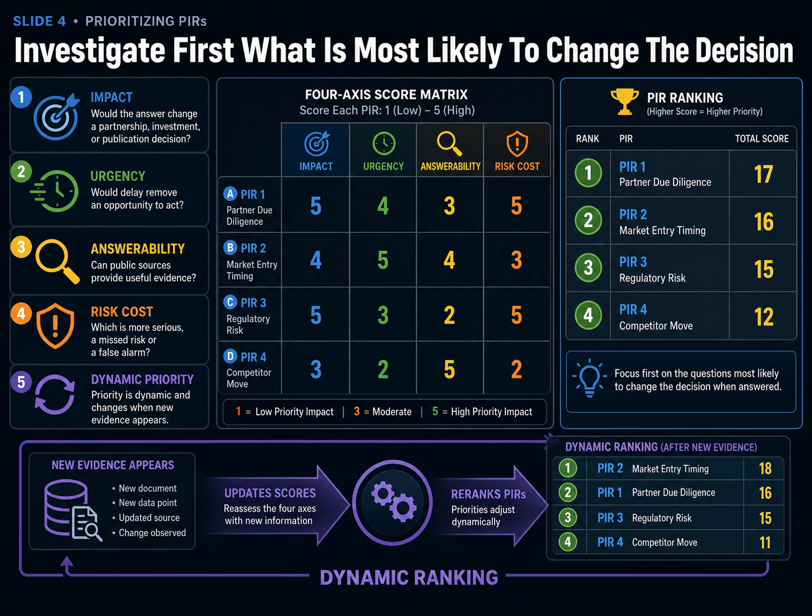Use 4 considerations to rank PIRs. How much would the answer affect the decision? Would delay remove an opportunity to act? Can public sources realistically provide evidence? And which error costs more here: missing a real risk or raising a false alarm? If the contracting entity is unclear, the agreement may be signed with the wrong company. That question has high impact and is relatively answerable, so it belongs near the top. Priorities are not permanent. If a new penalty appears to affect the core business, the related PIR moves upward.